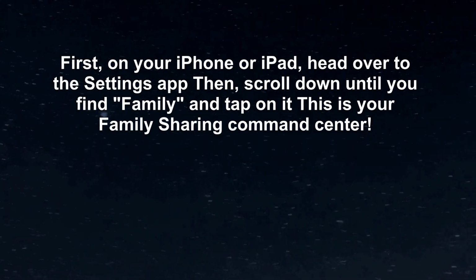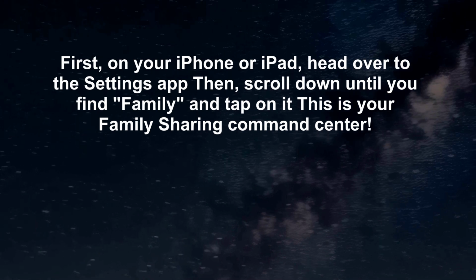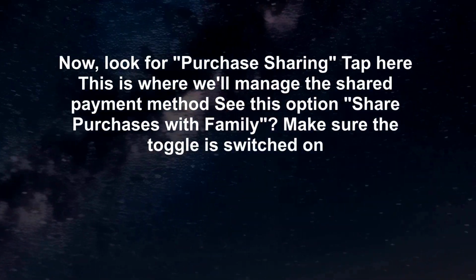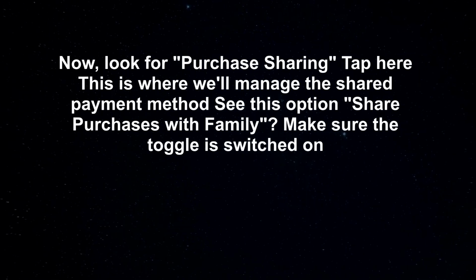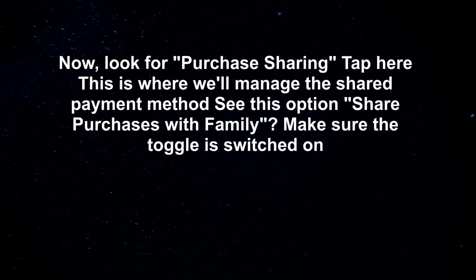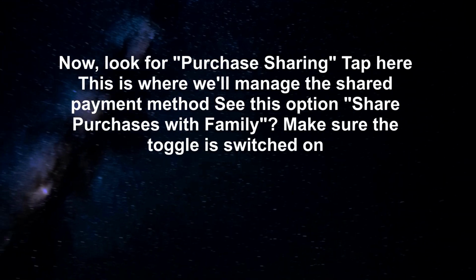Family and tap on it. This is your family sharing command center. Now, look for Purchase Sharing tab here. This is where we'll manage the shared payment method. See this option, Share Purchases with Family. Make sure the toggle is switched on.